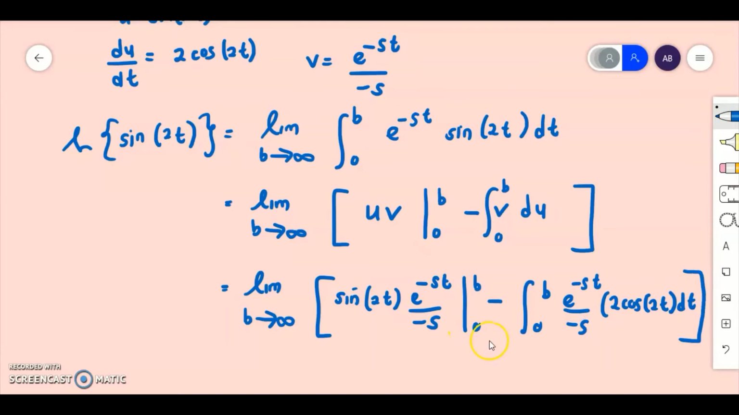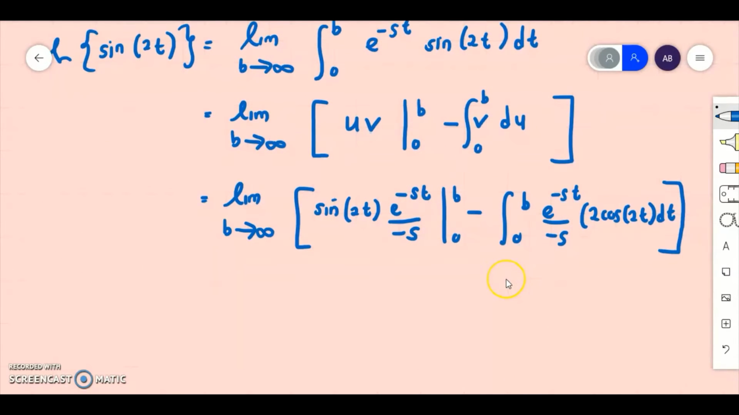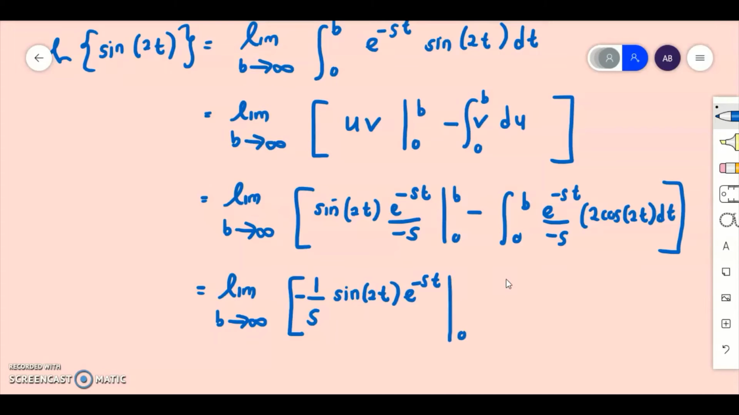Okay, so look at this. Looks like we're going to have another uv formula later on, but let's simplify. So I have limit b approach infinity. This one gives me 1 over s, negative sine 2t exponent negative st. Now I'm going to evaluate from 0 to b. Negative gives you positive. Now constant 2 and s, you can take it out. So that will be 2 over s, integrate 0 to b, exponent negative st cos 2t dt.